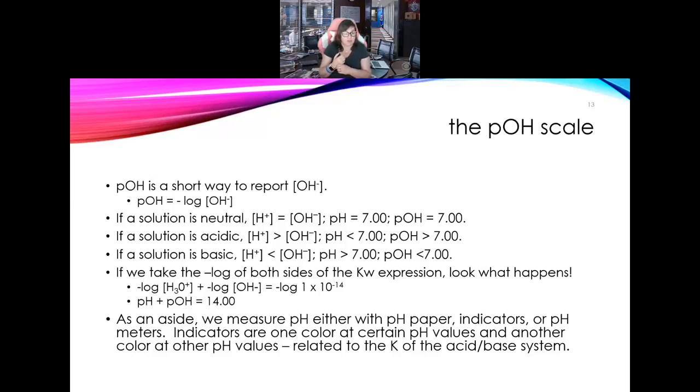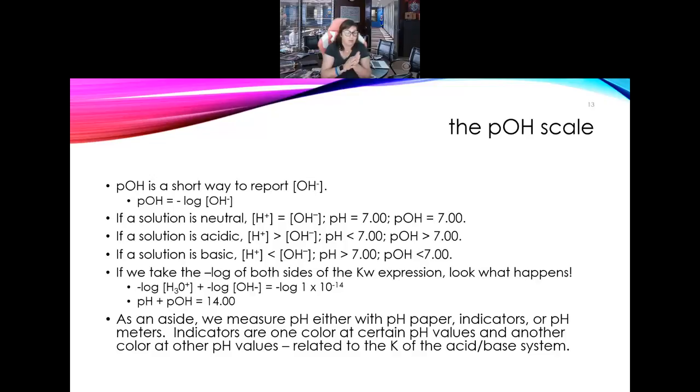If we take the negative log of both sides of the Kw expression, we get the negative log of H3O plus, plus the negative log of OH minus, is equal to the negative log of 1 times 10 to the minus 14th. We know that first expression is pH. The second expression is pOH. And if I take the negative log of 1 times 10 to the minus 14th, I get 14. So pH plus pOH equals 14.